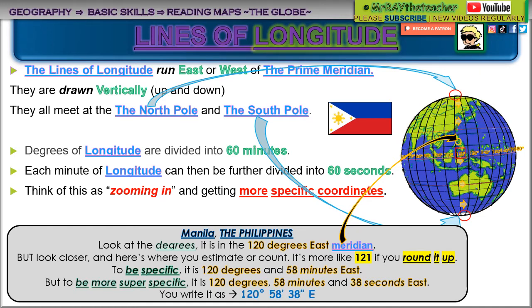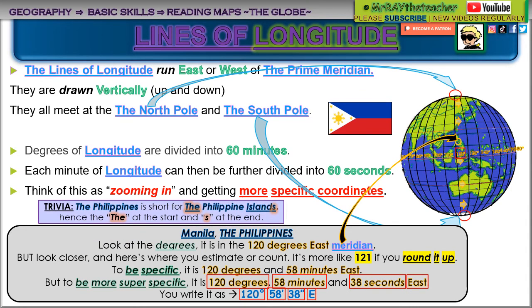It's 120 degrees, 58 minutes, and 38 seconds, and it's written as is on the bottom. So there's your 120 degrees there, 58 minutes there, with the 1 dash thingy, and 38 seconds with the 2 dash thingies. I actually don't know what they're called, and E stands for east. Feel free to correct me in the comments.